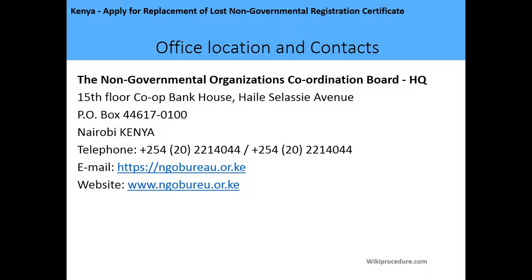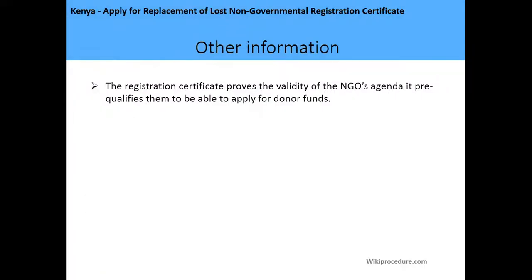The office location of the Non-Governmental Organization Coordination Board headquarters is at the Coop Bank House, Haile Selassie Avenue. Their website is www.ngobureau.or.ke, and you can visit their website to get information on other regional offices, which we are not going to mention here. Other information is that the registration certificate proves the validity of the NGO's agenda, and it pre-qualifies them to be able to apply for donor funds.